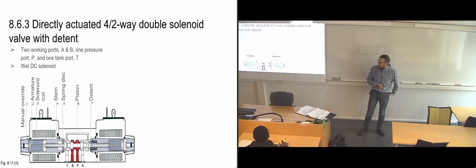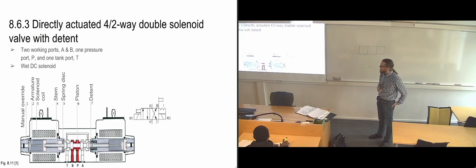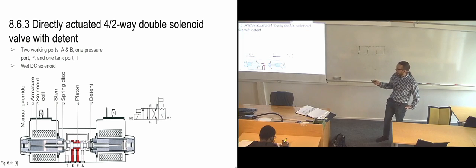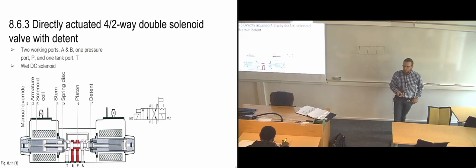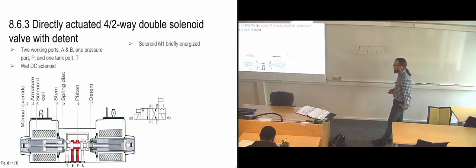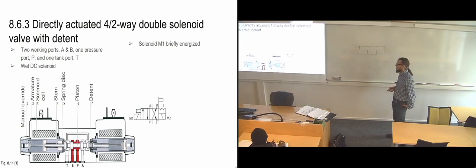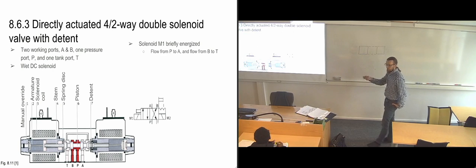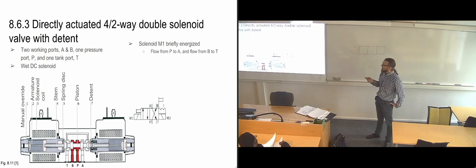And these are also wet solenoids, so the solenoid parts are filled with hydraulic fluid. And we have the M1 solenoid on one side, M2 on the other. We have the detent, which will hold the position of it, but we also have manual overrides on both sides. So we have the possibility of manually overriding it if we have a power failure. So if we briefly energize the M1 solenoid, so we just send electric current to it for a short while, then it's going to switch over so that we get flow from P to A and from B to T.